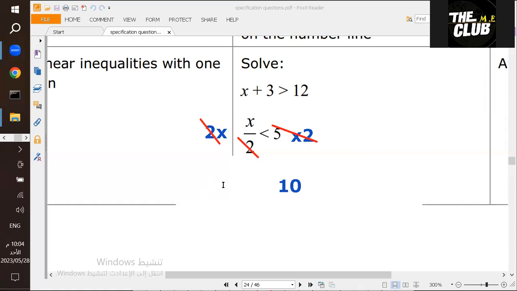10, and this one is x. Okay. And because the number I multiplied with was positive, the sign doesn't change. Okay? The flipping of the sign happens when you multiply or divide by a negative number. Okay. Let's check the last one.